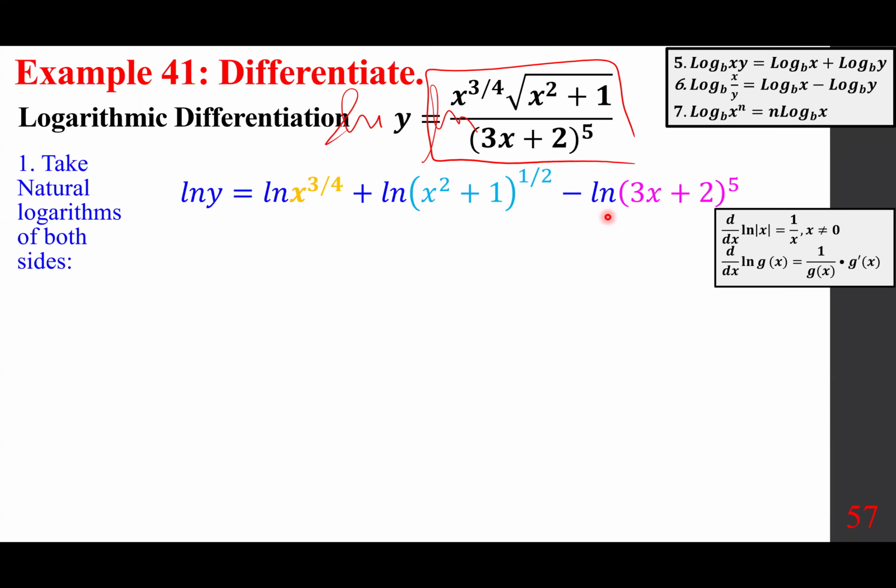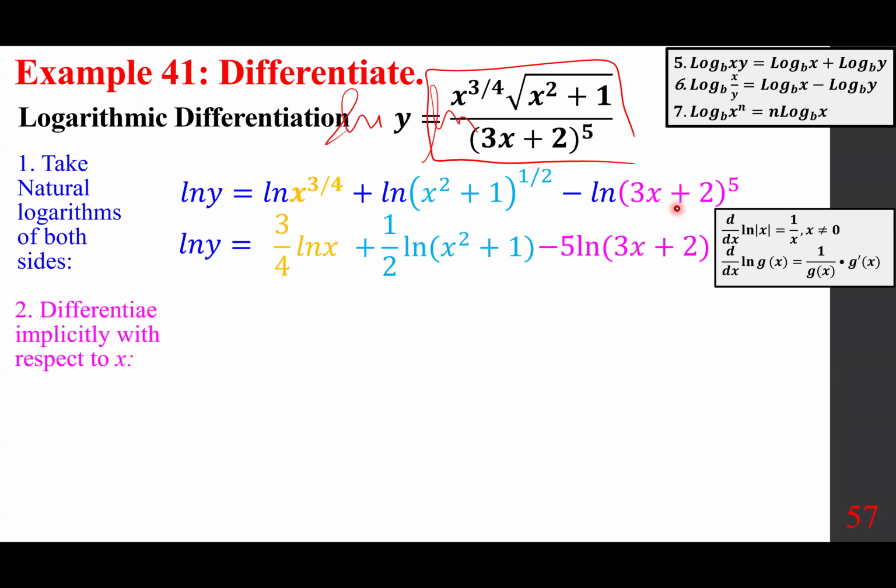So we're going to work on the right side. The left side is ln y. This is 3/4 ln x. This is 1/2 ln of x squared plus 1, minus 5 ln of 3x plus 2. So ln y is 3/4 ln x plus 1/2 ln of x squared plus 1 minus 5 ln of 3x plus 2. So decompose it completely. That's the first thing.